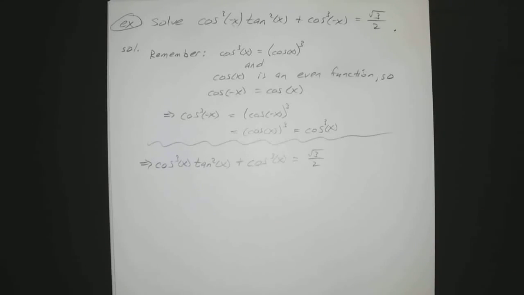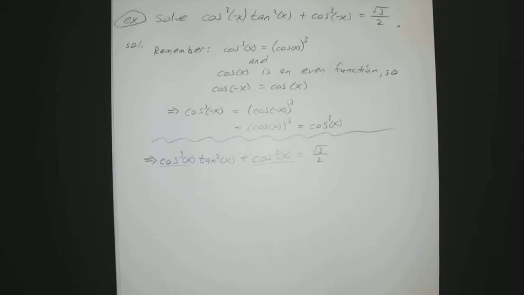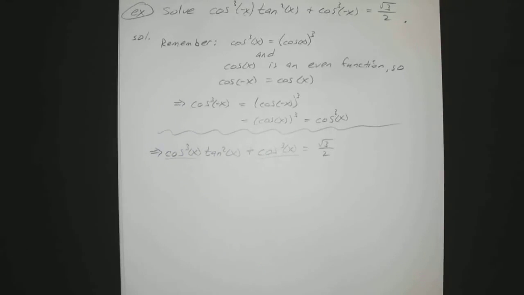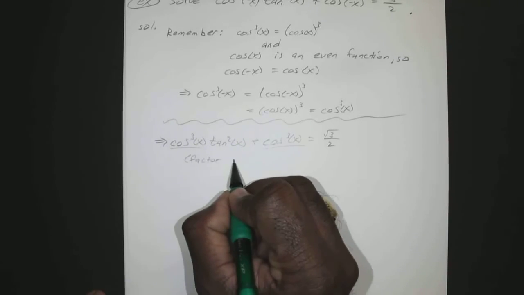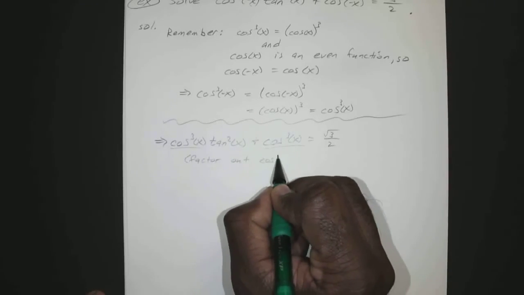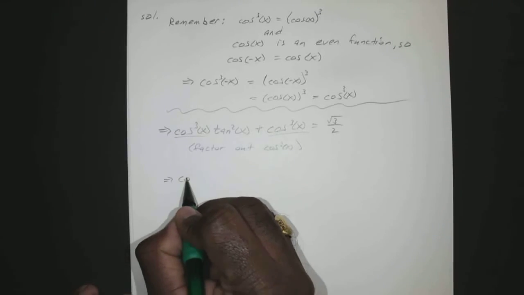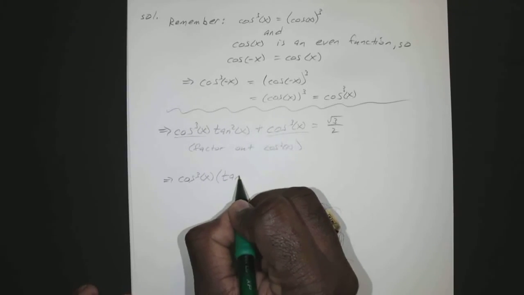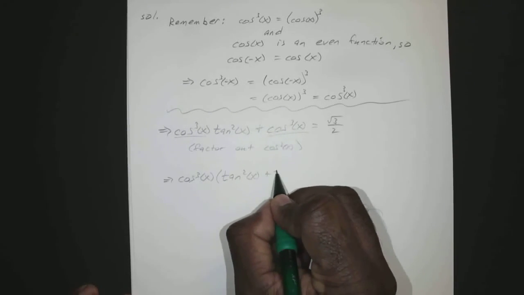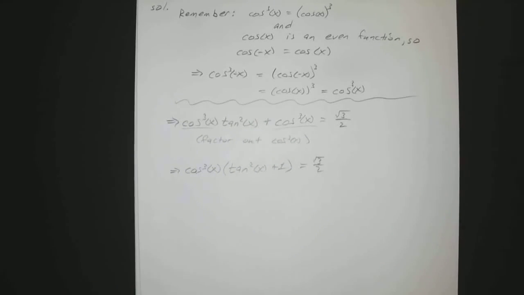Okay. Now if you wanted to, you can make your functions into variables, or you can just factor out cosine to the third of x, since it appears in both terms. Factor out cosine third of x. Okay, so that gives us cosine to the third of x times tangent squared of x plus 1 equals square root of 3 over 2.